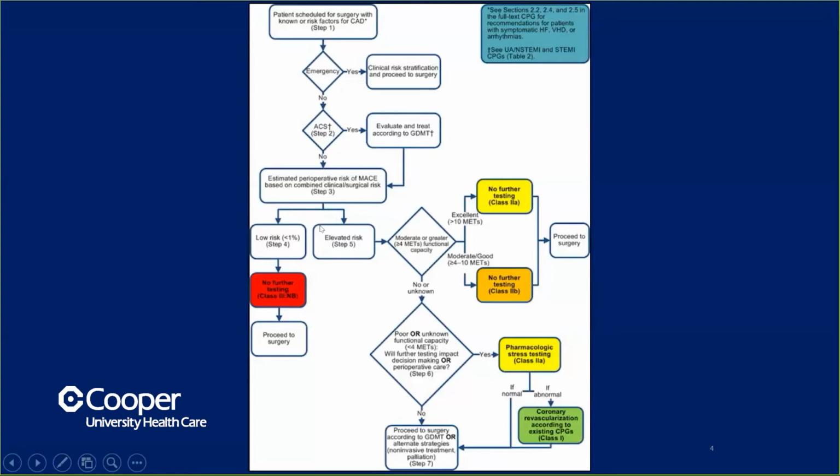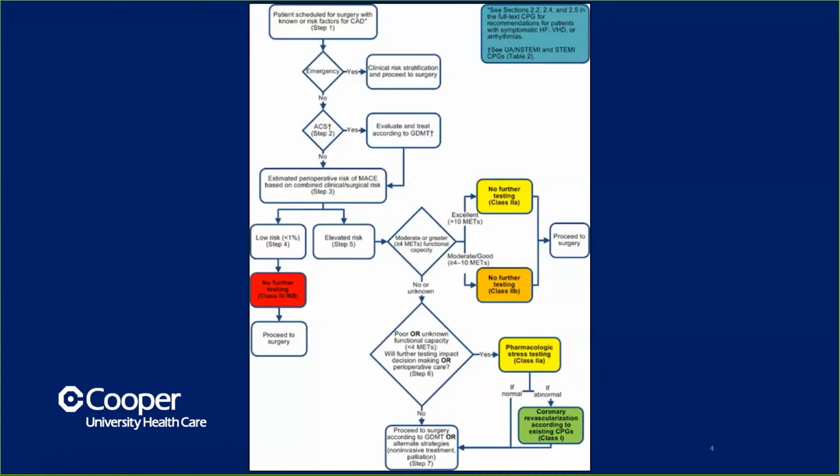If you determine that they're low risk because they're not diabetic, they don't have hypertension, they never had a stroke, not like this patient, and their risk is assessed to be less than 1%, then no further testing is indicated. You should proceed right to surgery. In fact, additional testing is contraindicated. That's why that box is red. So if they're low risk, they go to surgery. If you deem them to be high risk, meaning above 1%, then you're up to the part where you have to think about functional classification.